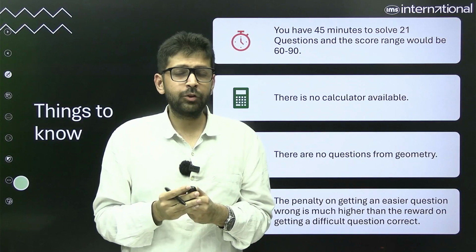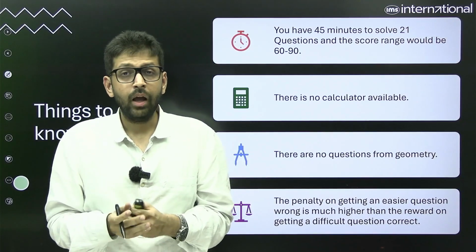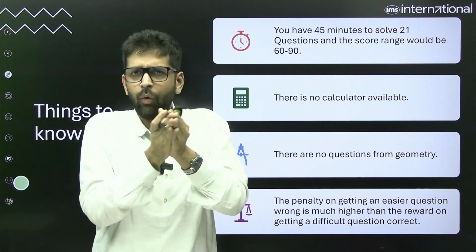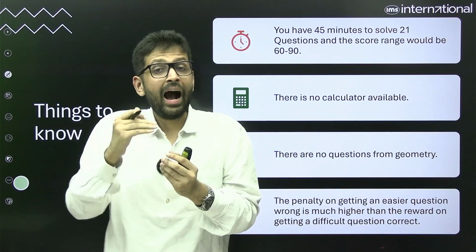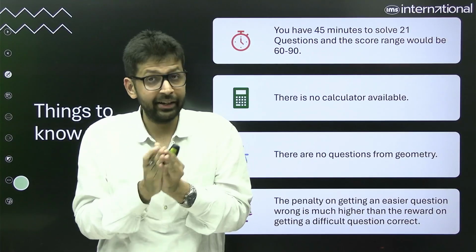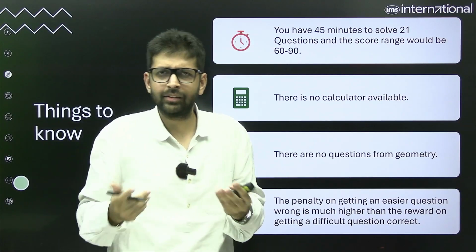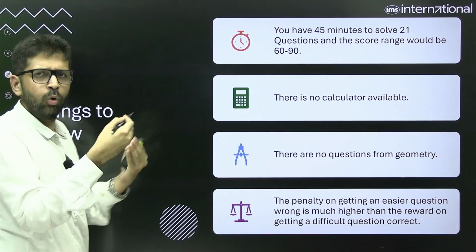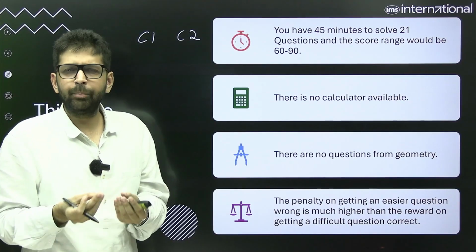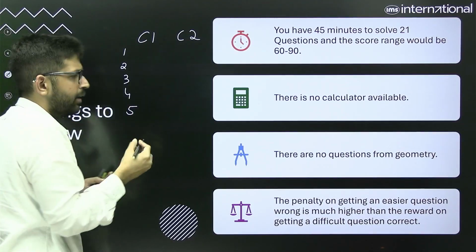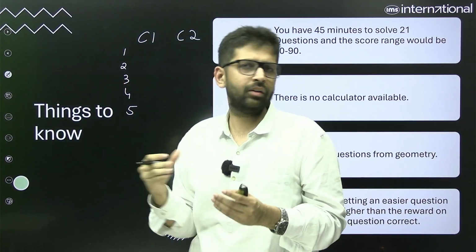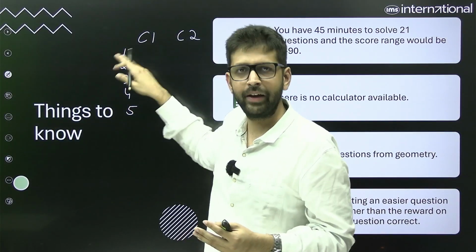And the last point, which is probably the most important one, the penalty that you would be getting on getting an easier question wrong would be higher than the reward you might get on getting a difficult question right. Sounds confusing? Let me give you an example. So let's say there are these 2 candidates, candidate 1 and candidate 2, and both of them have attempted, let's say, 5 questions. Now let's assume that the first question is the easiest one and the 5th question is probably the most difficult one out of these 5.